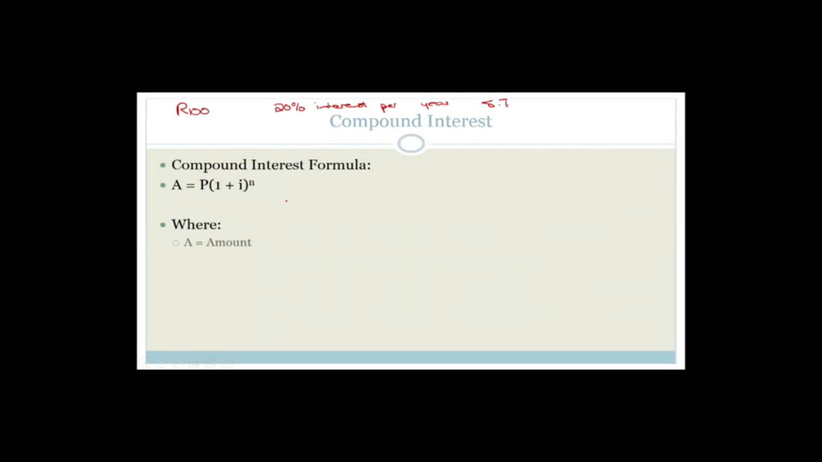Okay, simple interest. Let me just go back so I can write this out. So 20% simple interest, and we're going to do it for say 5 years. So you would owe me 100 rand. Now, 20% of 100 rand is 20 rand, right? So after year one, you would owe me 100 rand plus 20 rand. This is at the end of year one.